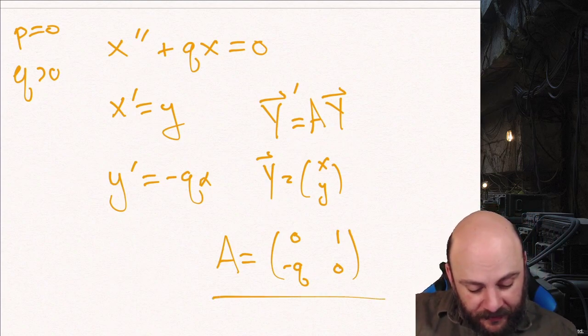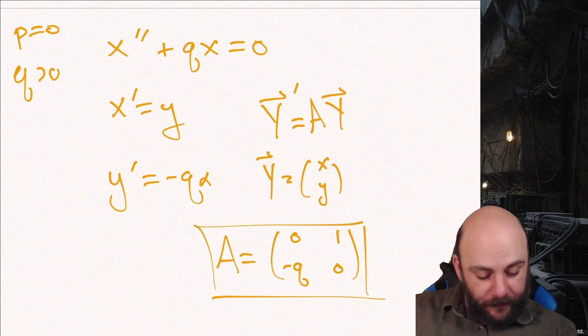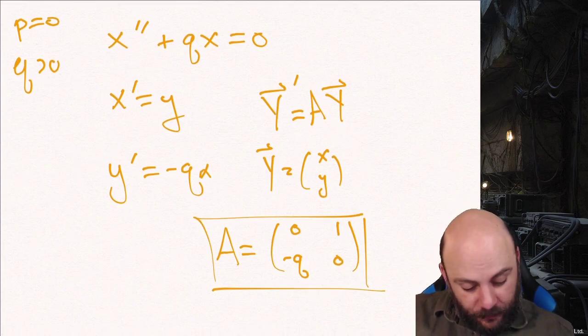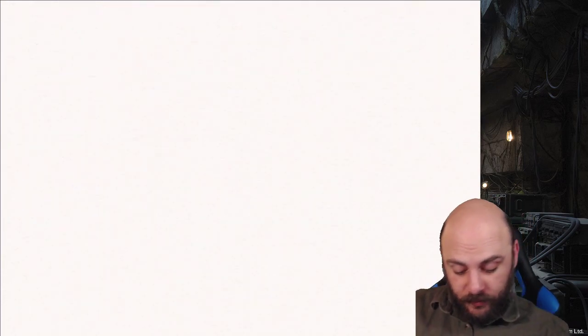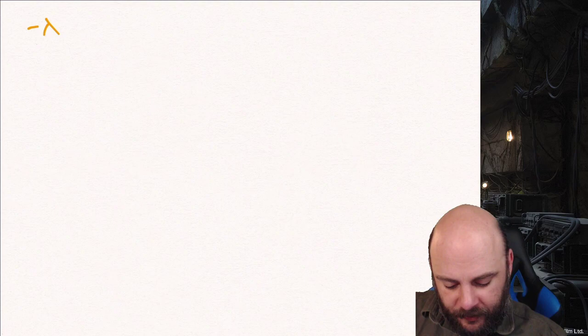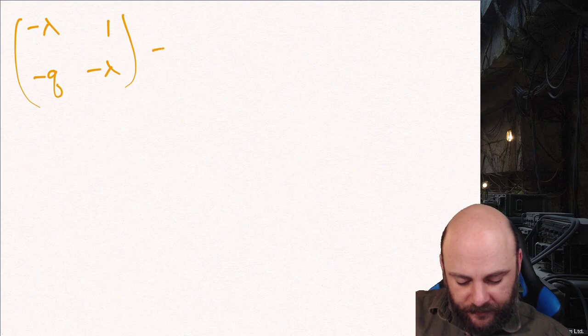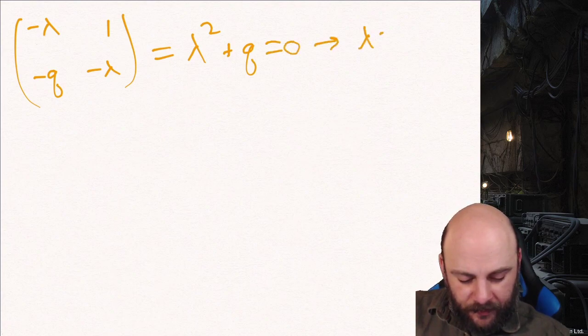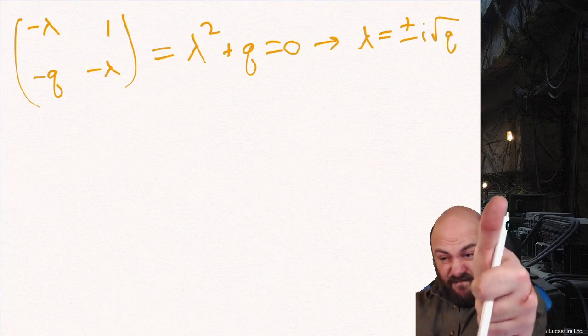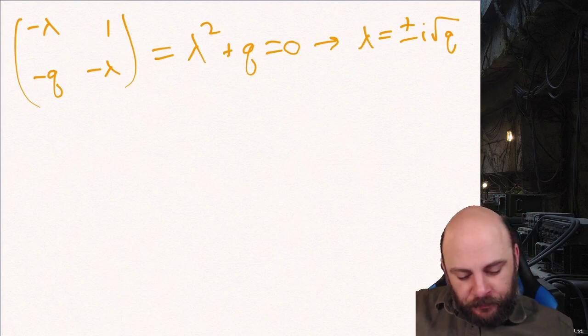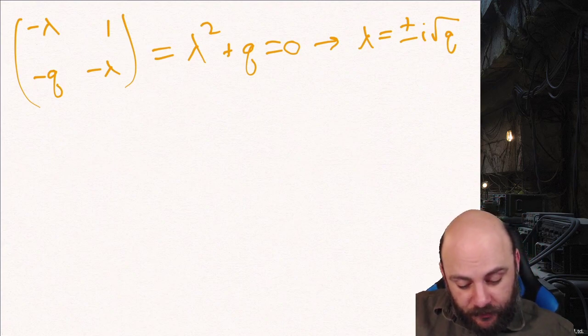I need to find eigenvalues and eigenvectors of this bad boy. We should get the exact same answers. Let's find out. So, negative lambda, 1, negative q, negative lambda. I need to take the determinant of this matrix. So I got lambda squared plus q equals 0. Hey, check it out. Lambda equals plus or minus i square root of q. So it's the exact same thing. Thumbs up, everybody.